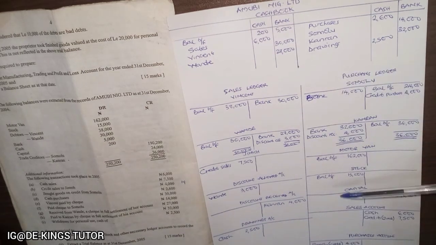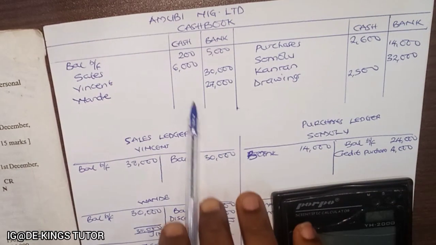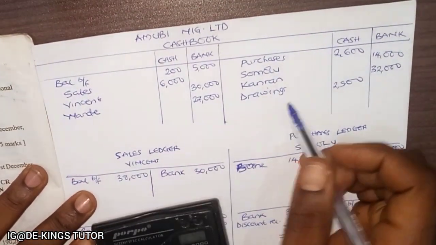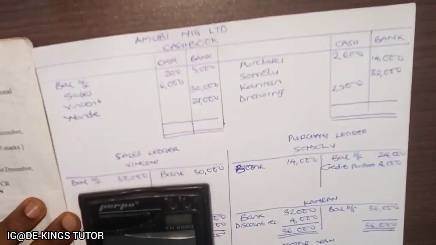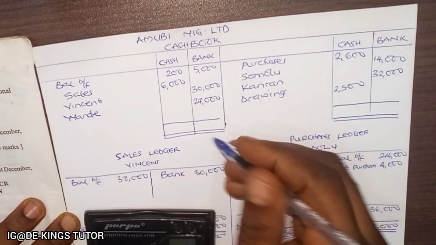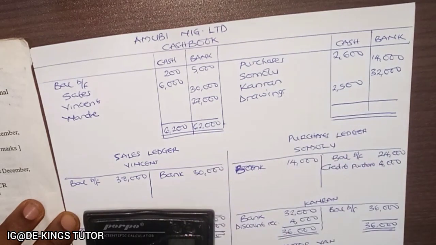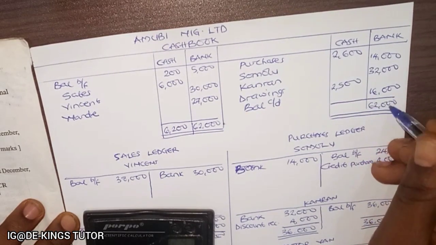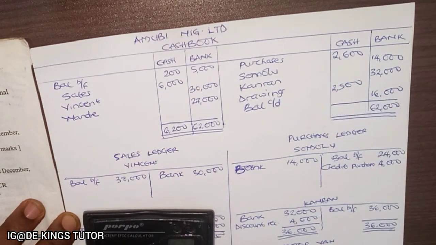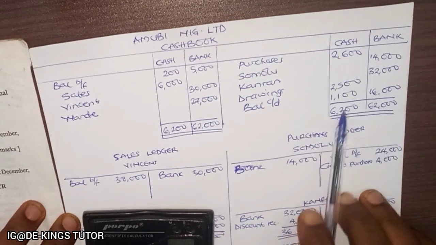It is now time to balance the account and also to extract a trial balance. Okay, now let's balance the account, starting from the cash book. On the debit side, let's add up 30,000 plus 27,000 plus 5,000. This will give us 62,000, and this will give us 6,200. The debit side is greater, so we deduct 62,000 minus 32 and also minus 14, so we'll have a balance carried down here as 16,000. So this will give us 62,000. On the other side, 26 plus 25 plus 25 deducted from 6,200 will give us 1,100. So the balance carried down for cash and bank is 1,100 and 16,000.